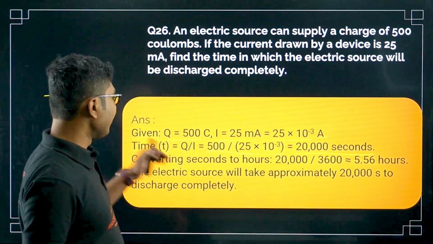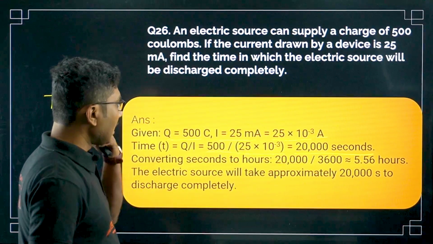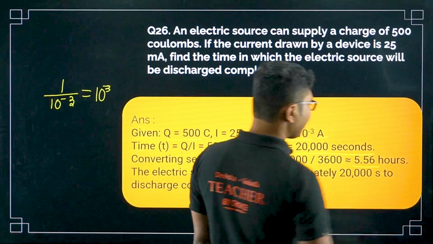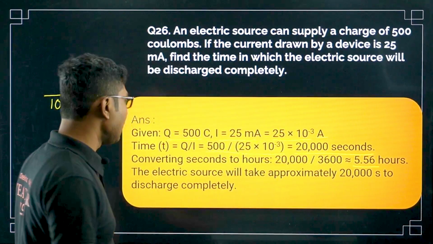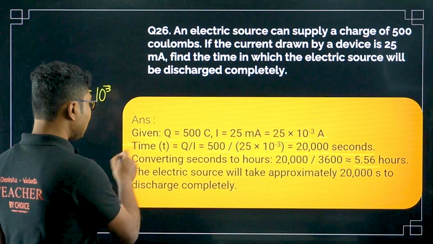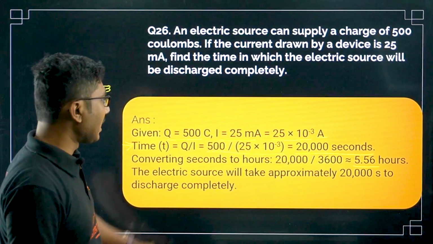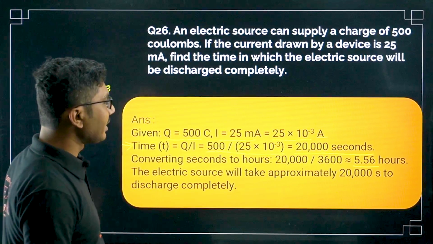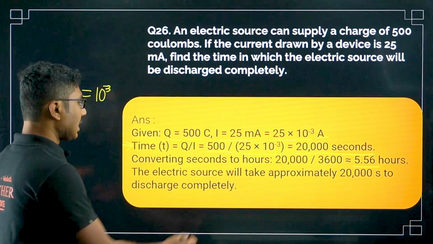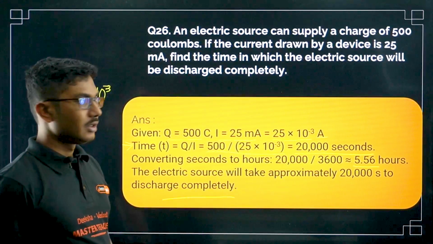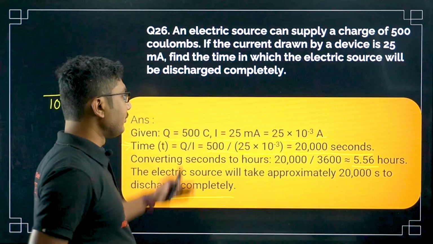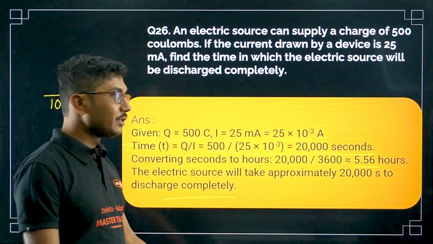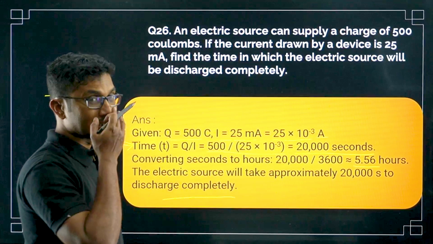Converting seconds into hours, it will be approximately 5.56 hours, but this is optional. The first part is definitely compulsory, and the second part is optional. So the electric source will take approximately 20,000 seconds to discharge completely. That is the main answer. If you want, you can convert it into hours also to showcase that you can do that. Otherwise, seconds has to be there, right?